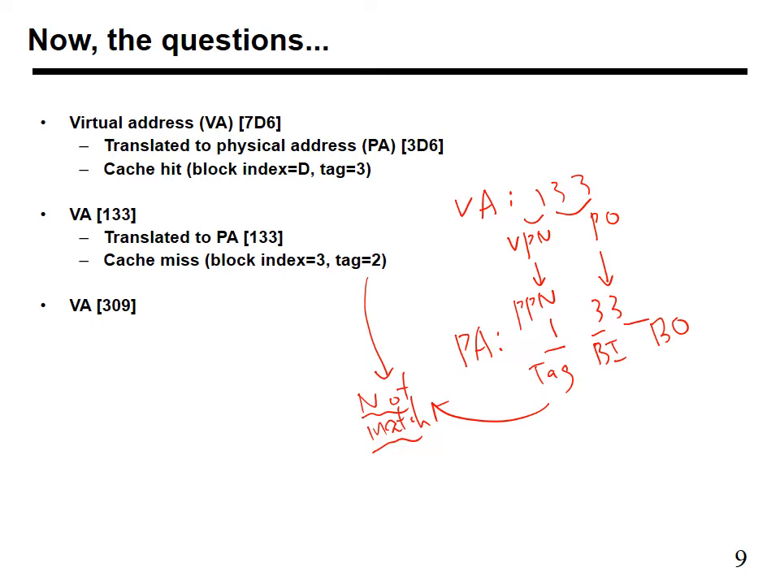When the CPU is given the memory address, it is decomposed into VPN 1, page offset 33, and translated using the page table to PPN 1. The page offset stays the same, and for the cache access, the tag is 1, block index 3, block offset 3. The tag value from the memory address is not the same as the tag value from the cache. So it is not a match. It is a page table hit, but unfortunately a cache miss.